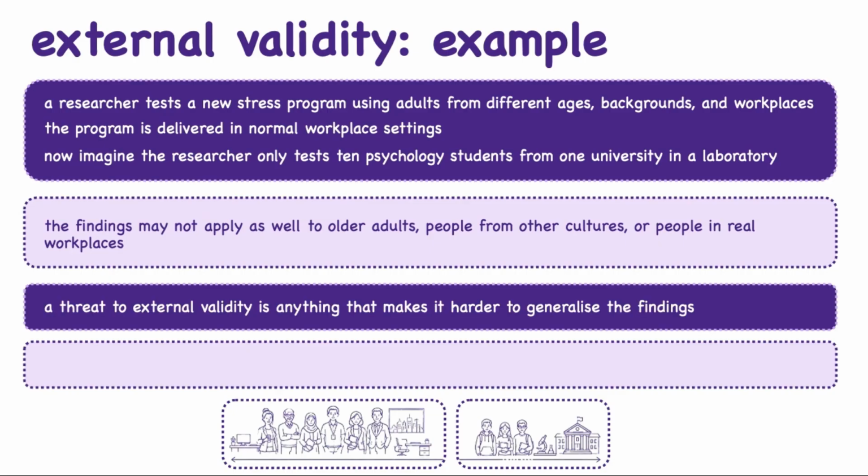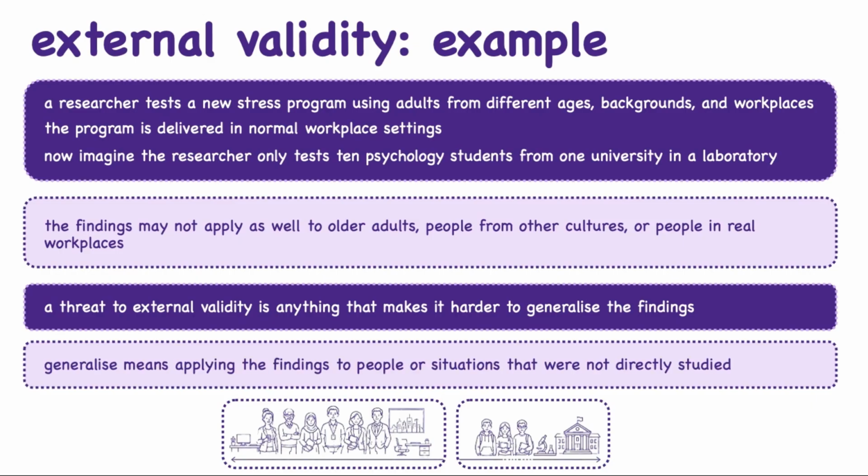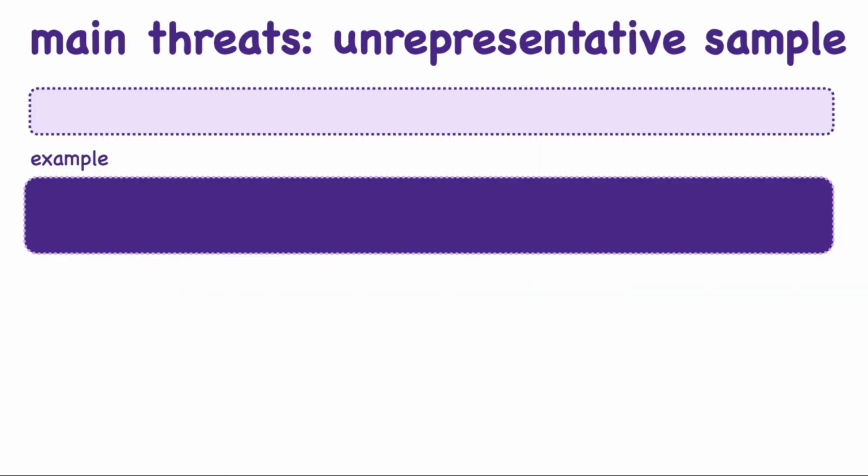A threat to external validity is anything that makes it harder to generalize the findings. Generalize means applying the findings to people or situations that were not directly studied. Now let us look at the main threats.